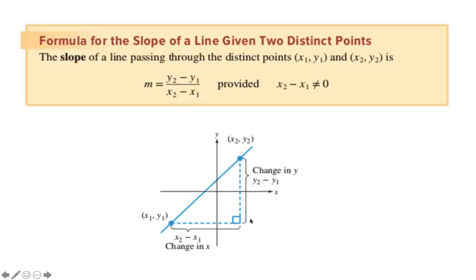So here's the picture view of this equation. You look at the change in y, divide by the change in x. That's the definition of a slope. Change in y is y2 minus y1, and the change in x is x2 minus x1. So that's why we have that equation.